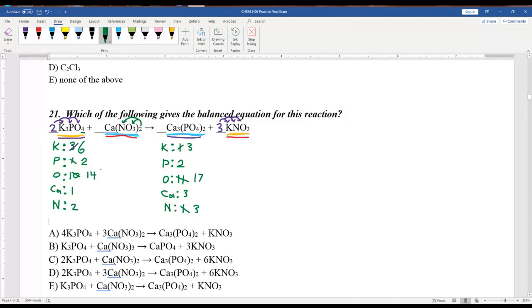And so now I run into another little problem. Anytime something previously balanced has gotten unbalanced, I'm going to have to rebalance it. So what am I going to have to do to rebalance my potassiums? Because now I have 6 on the reactant side and 3 on the product side.